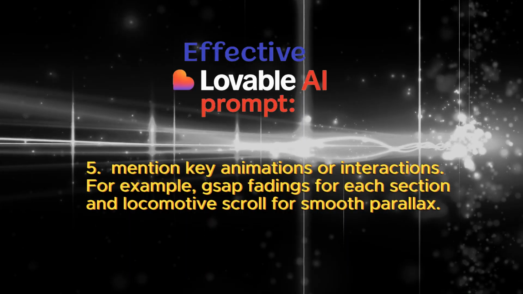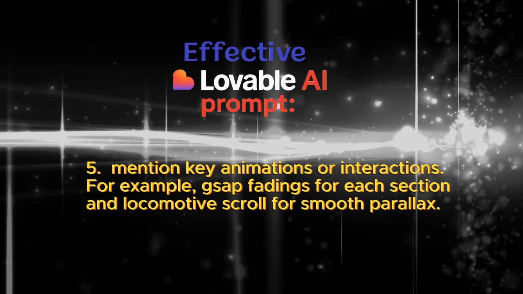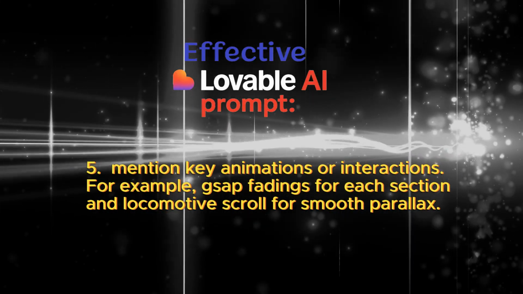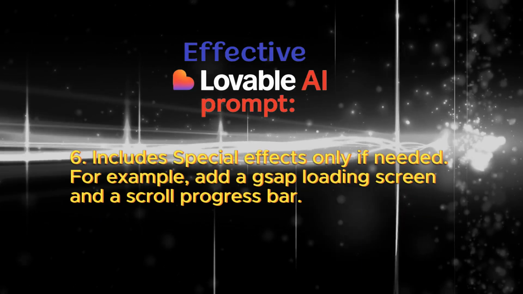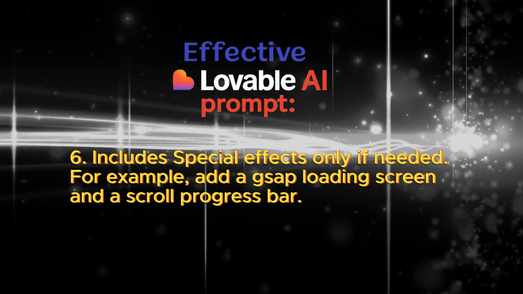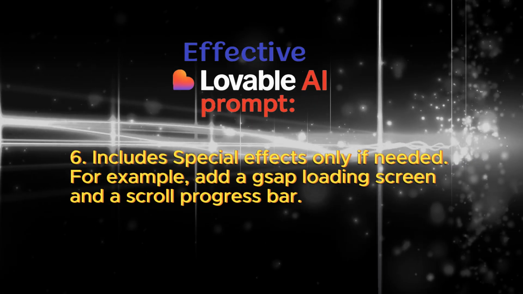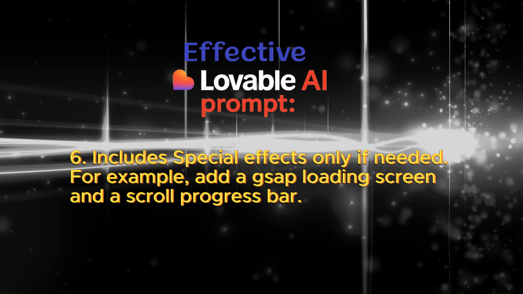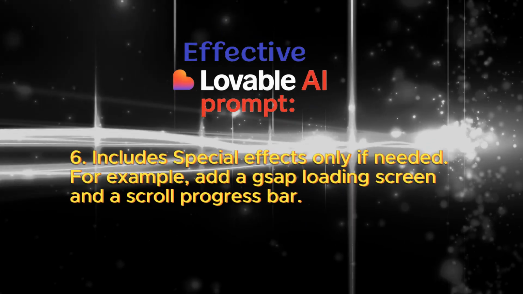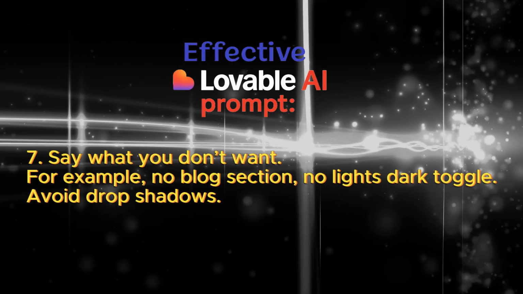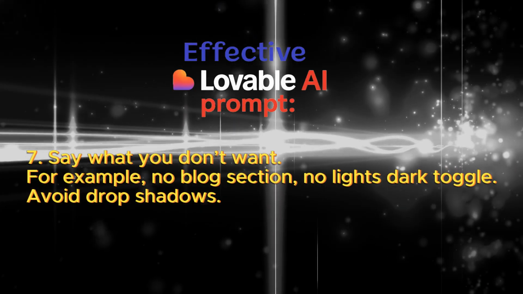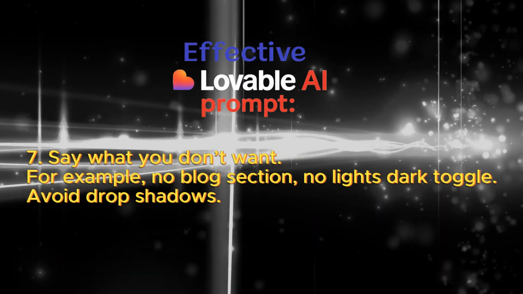5. Mention key animations or interactions. For example, GSAP fadings for each section and Locomotive Scroll for smooth parallax. 6. Include special effects only if needed. For example, add a GSAP loading screen and a scroll progress bar. 7. Say what you don't want. For example, no blog section, no light/dark toggle, avoid drop shadows.